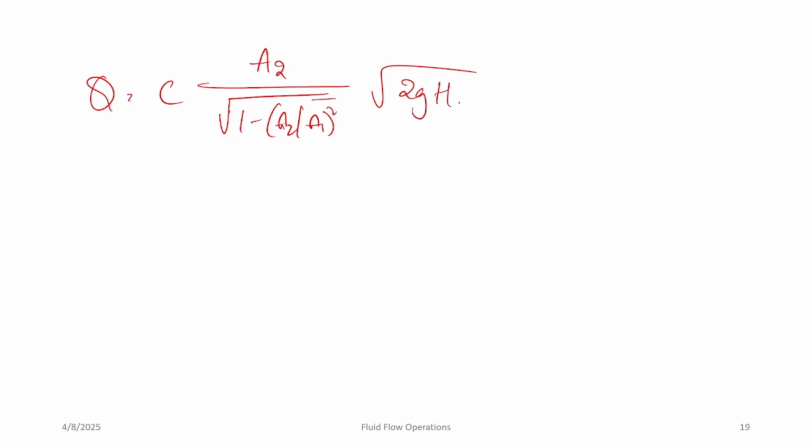From this we can calculate Q. Q is equal to C into A2 by square root of (1 minus (A2 by A1) whole square), into square root of 2G into HP. C is given, the coefficient of discharge as 0.98. A2 is given, A1 is given, G we know, HP we have calculated. If you substitute all the values and do the calculation correctly, you will get 0.137 meter cube per second. This is how we can calculate flow rates.